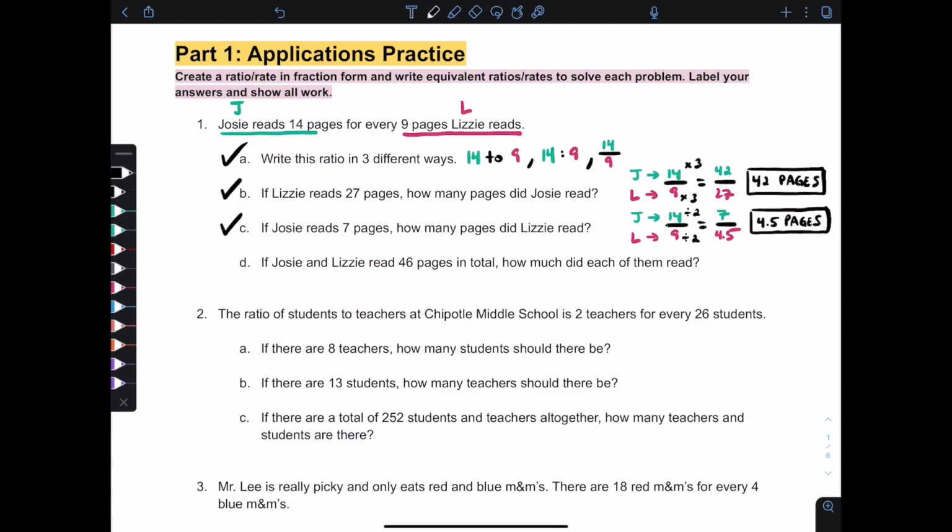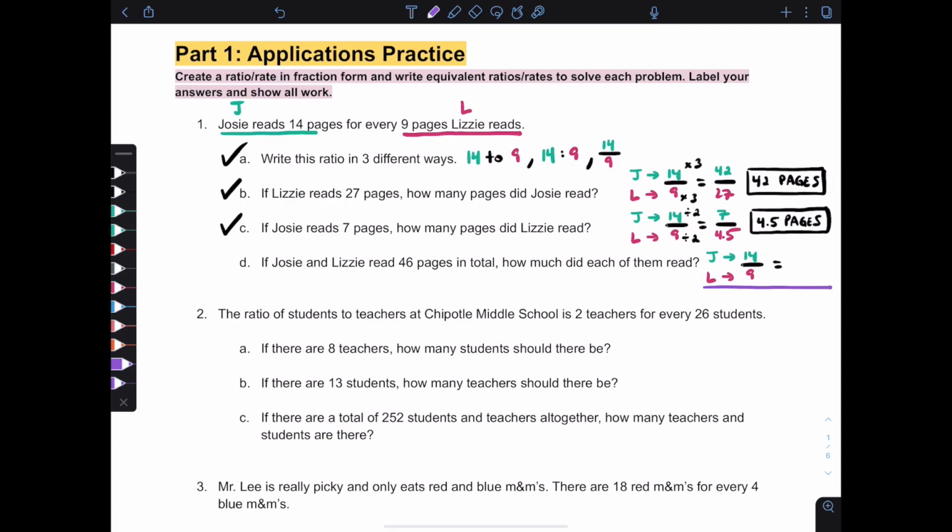And finally, for part D, it says if Josie and Lizzie read 46 pages in total, how much did each of them read individually? So once again, I'm just going to copy and paste this bit. And so we have this set up. I think I can squeeze it in. So we have that as Josie and what Lizzie did. And now the question is talking about what they read in total. So we actually don't have that there yet.